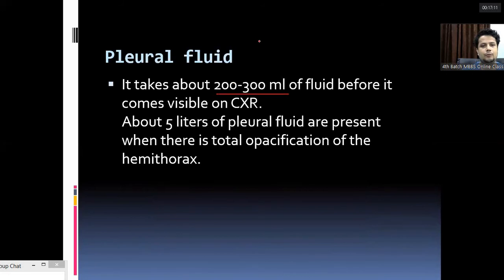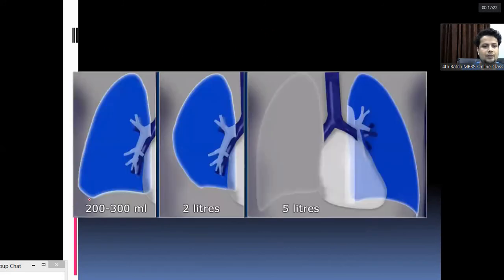So it is almost the volume of a small Coke bottle, almost 200 to 300 ml. About 5 liters of pleural fluid are present when there is total opacification of the hemithorax. So when they are just visible, it is almost 200 to 300 ml, and when it is almost completely opacifying the lung, then it is 5 liters.